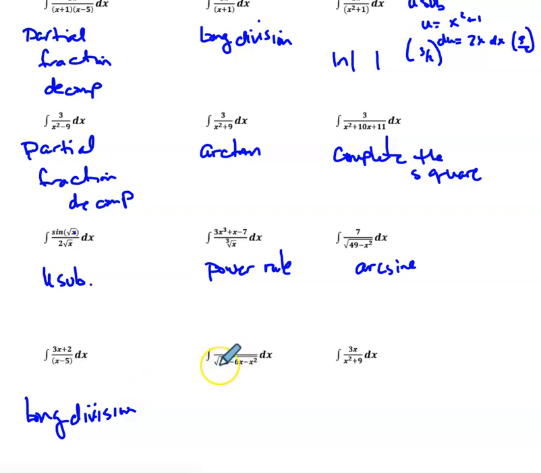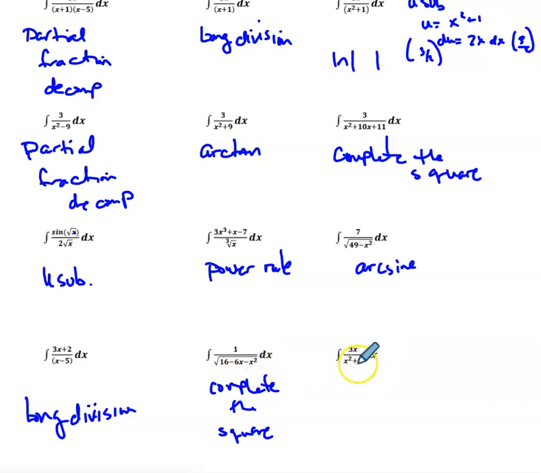Next, I have in the denominator the square root of a negative x squared, but since this is not in the form that we need for arcsine, I'm going to have to first complete the square, and then I'm going to use inverse trig integration to get this somehow to arcsine.